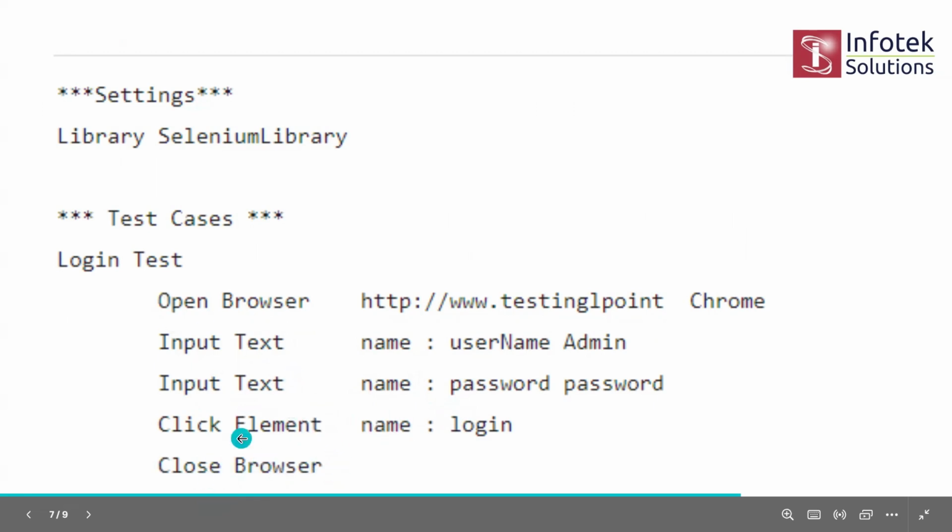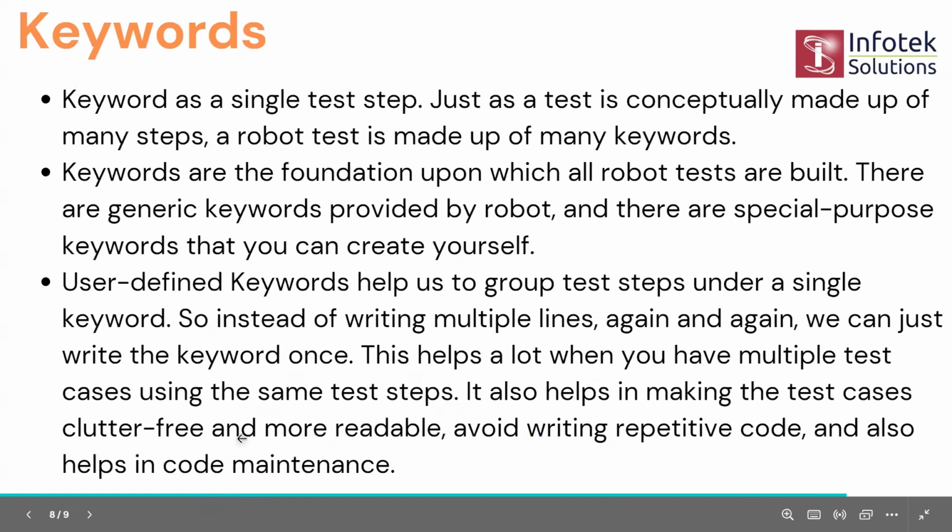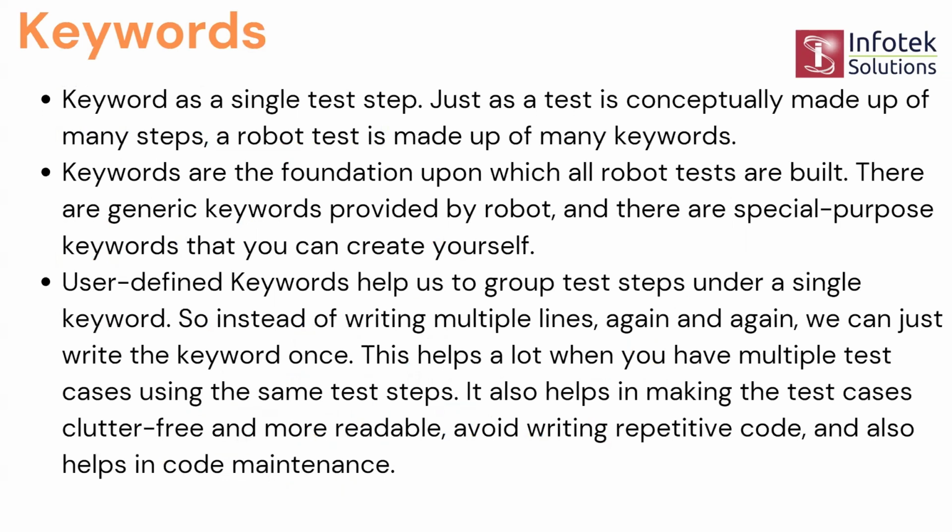This is how we write the test cases. Now the last section and the most important section is the keywords. So keywords are a single test step. Just as a test is conceptually made up of many steps, a Robot test is made up of many keywords. In test cases, instead of writing the steps, we will write the keywords. So keywords are the foundation upon which all the Robot tests are built.